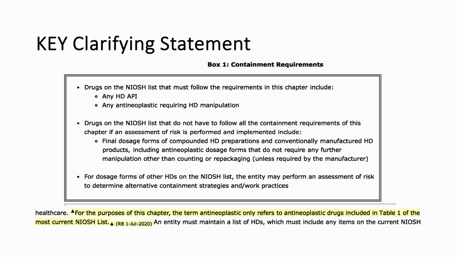So if an assessment of risk is not chosen to be done on drugs, then yes, every single drug that's hazardous must follow USP 800 100%. But again, only USP 800 says that the only drugs that have to follow are the hazardous drug APIs and the antineoplastic drug requiring manipulation on table 1 of NIOSH.